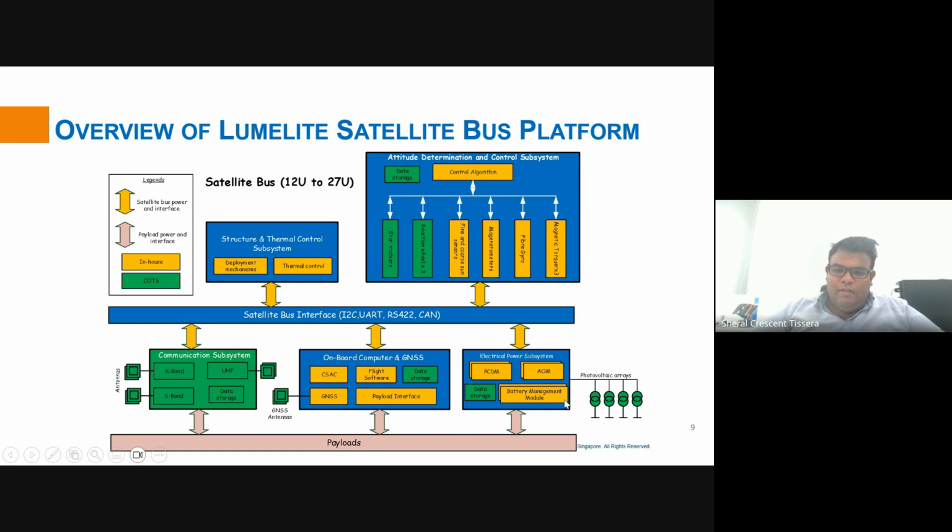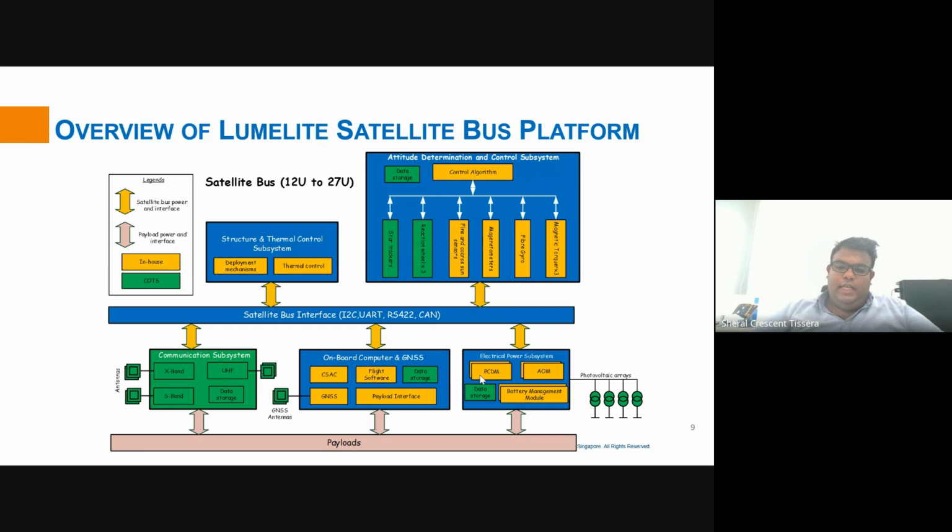Now, the electrical power subsystem consists of different submodules. Firstly is the PCDM, which is the power conditioning and distribution module, which is responsible in operating or switching on and switching off all the subsystems in the satellite and providing the necessary ranges of voltages from 3.3 volt to 5 volt to 12 volt to 24 volt and so on.